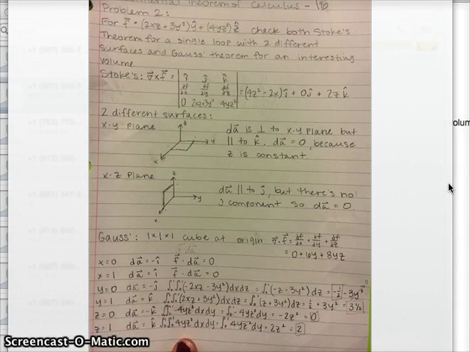All right, so I did problem 2 for the fundamental theorem of calculus, checking Stokes and Gauss's theorem. For Stokes, we figure out the curl of this function, and it comes out to be 4z squared minus 2x is the i component, j there's nothing, and k is just 2z. For two different surfaces, I did the xy plane and the xz plane.